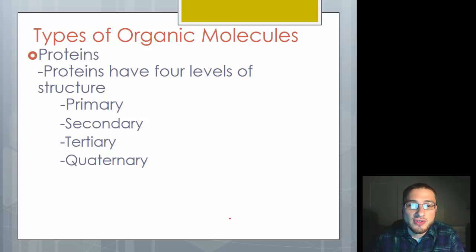Proteins have four levels of structure. They're going to have the primary, just a chain of amino acids. Then you're going to have your secondary, which is either going to be an alpha helix or a beta sheet. Then you're going to have your tertiary, where it's going to be those alpha helixes together or the beta sheets put together. And then these tertiary structures put together are going to form our quaternary structure.